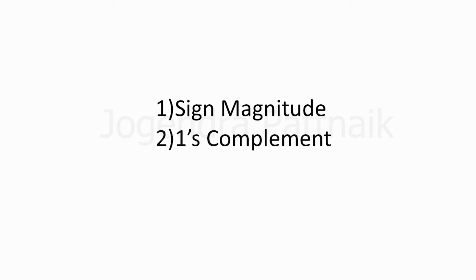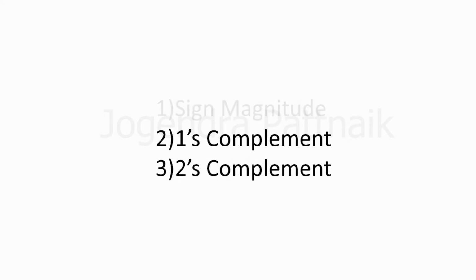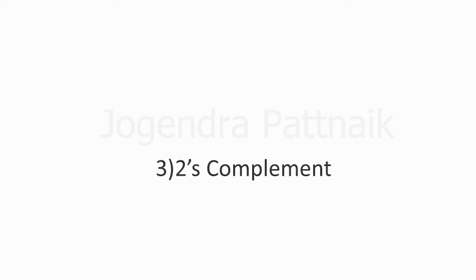The three representations are the sign magnitude representation, the ones complement representation, and the twos complement representation. We are going to use 4 bits for representing numbers in our examples. So let's start with the sign magnitude representation.